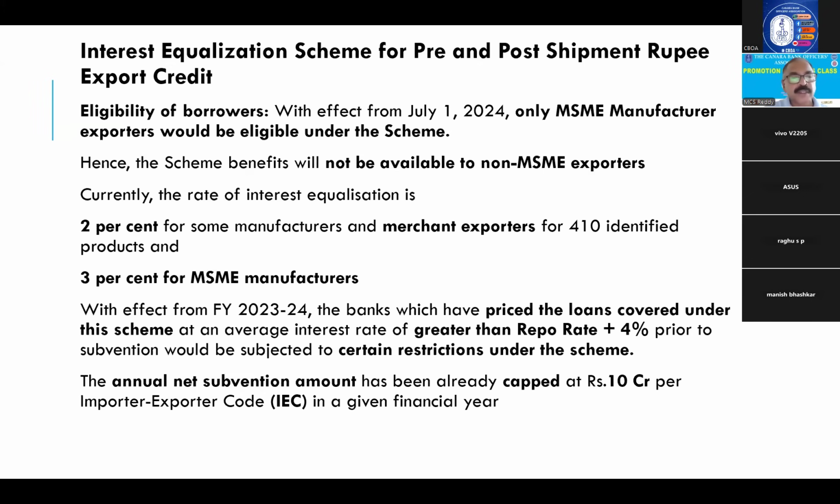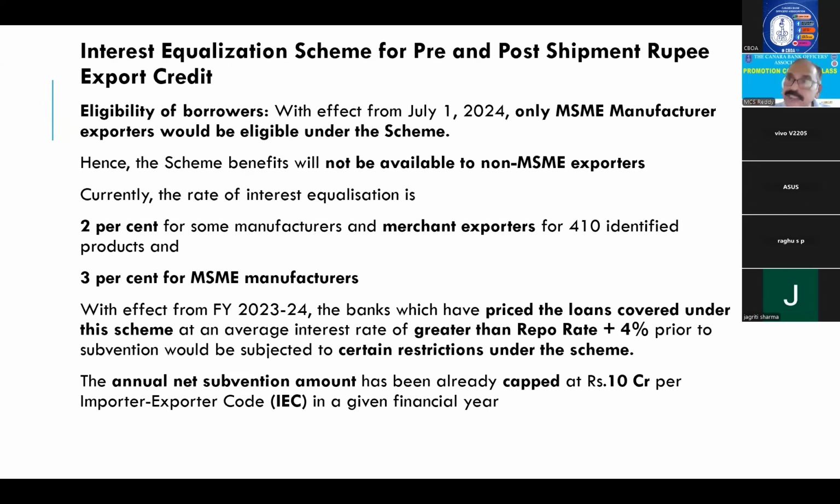And next, with effect from 23-24, the last financial year onwards, another restriction has been given. Wherever banks are charging repo rate plus 4% interest for exporters, that means if you are charging repo rate plus 4% or more, such banks it is not encouraging. That means they may be restricting interest equalization to such banks, not such parties. Suppose your repo rate is, the current repo rate may be 6%, and your plus 4% will be charged, 10%.